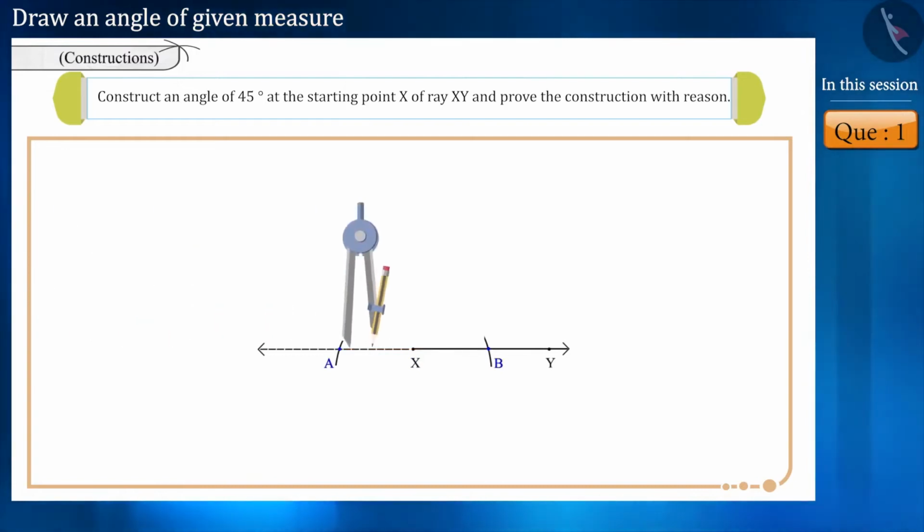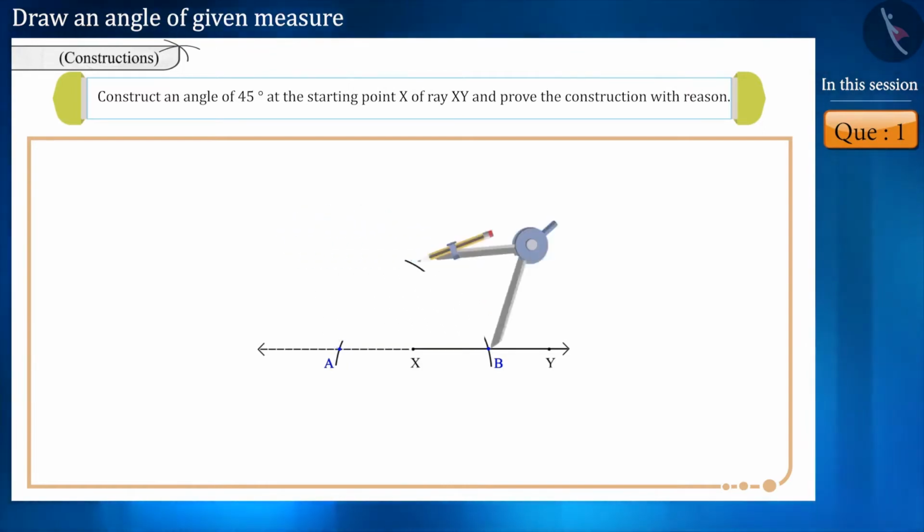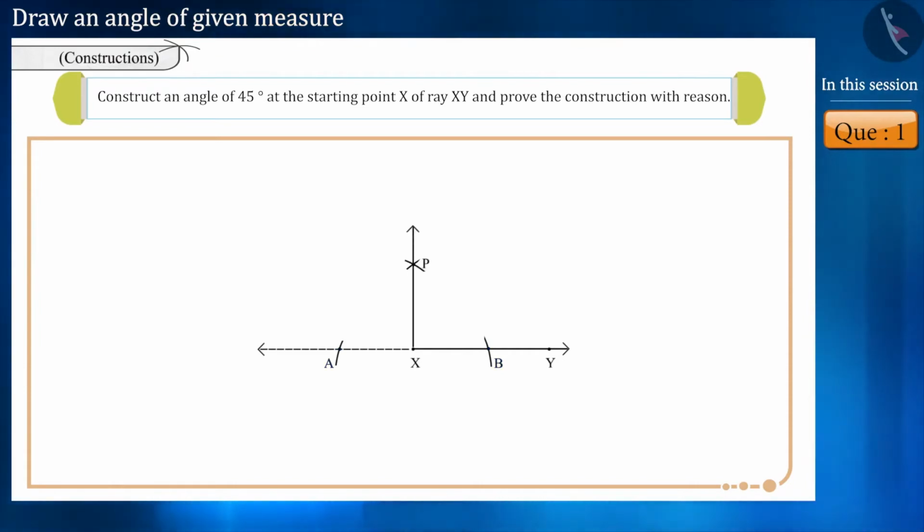From points A and B, taking more than half the measure of AB, either at the top and bottom or only at the top, draw one arc each and join their intersection point P to X. Can we now say the angle PXY or PXB is 90 degrees? Let us first check the validity of the diagram before moving forward. We will join point P to A and B.